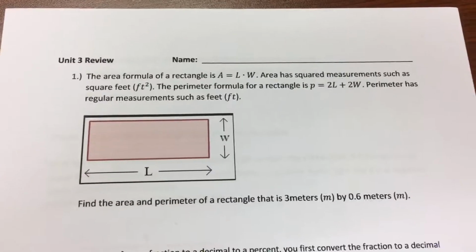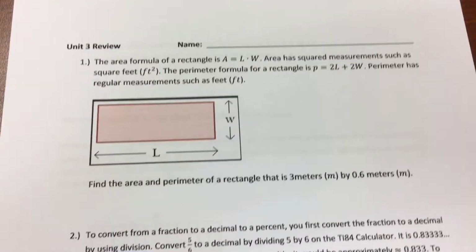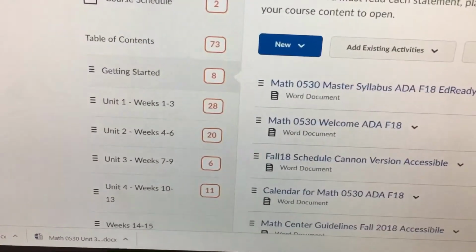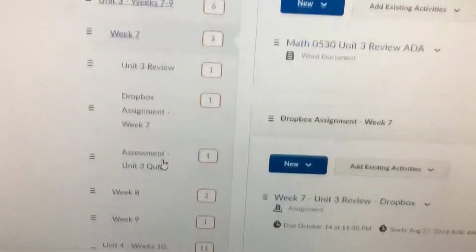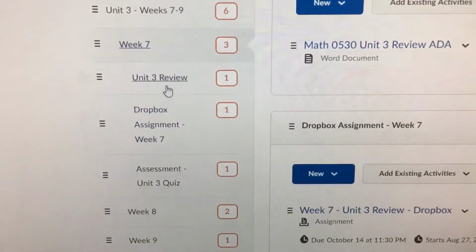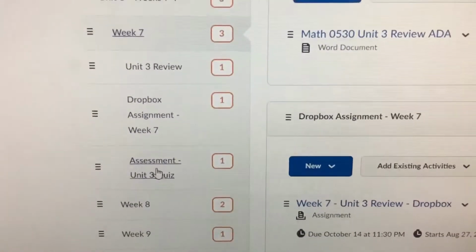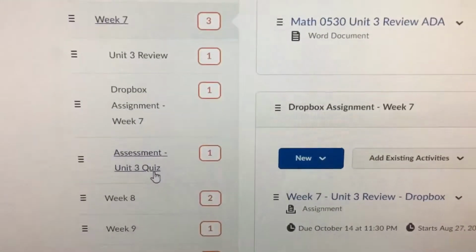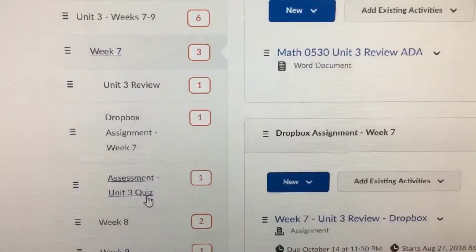Hello, this is a review sheet to help you with your quiz 3 that's coming up. If you go to your course and look at week 7, these are the things that are due for week 7. Notice you have your unit 3 review that you're going to put in this Dropbox. After you finish submitting that, you need to go to your assessment and take your quiz 3. The material is in this review sheet.